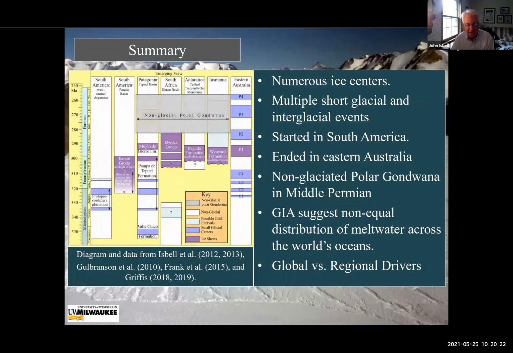During glaciation in the late part, the middle and late Permian, polar Gondwana was not glaciated, suggesting that perhaps regional drivers are just as important in some regions as global drivers. And then this whole concept of GIA, which hasn't really been extended to the late Paleozoic, suggests that there is not an equal layer of meltwater distributed across the world's ocean, but it's driven by gravity as well as the rotational effect. So let me end there. Thank you.